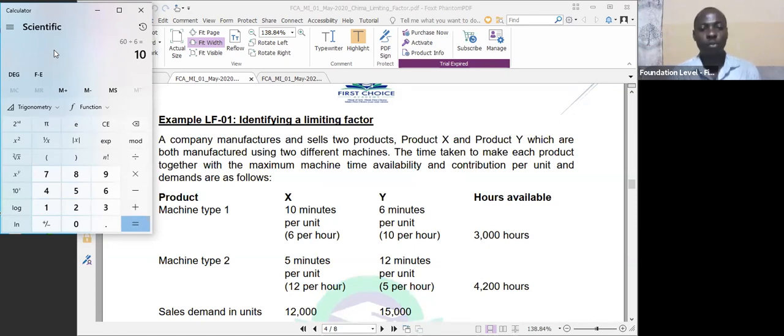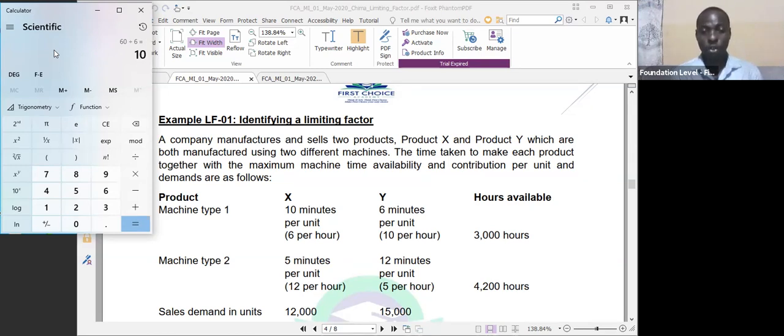We go to machine type 2. You are making X in 5 minutes per unit. You use 5 minutes to make 1 unit, or in 1 hour, you make 12 units. Then for Y, you make 5 units in 1 hour. And you can spend a maximum of 4,200 hours in machine type 2.